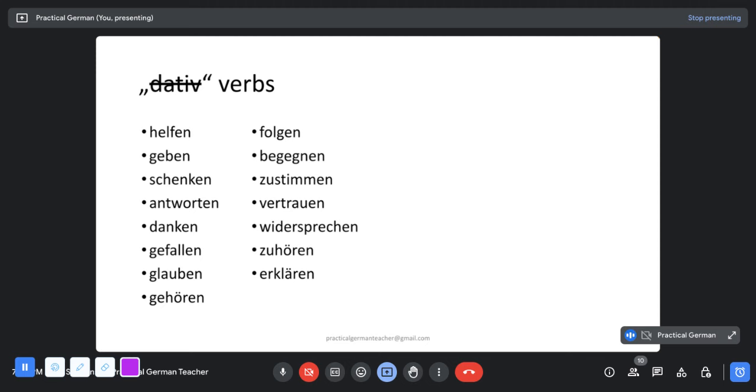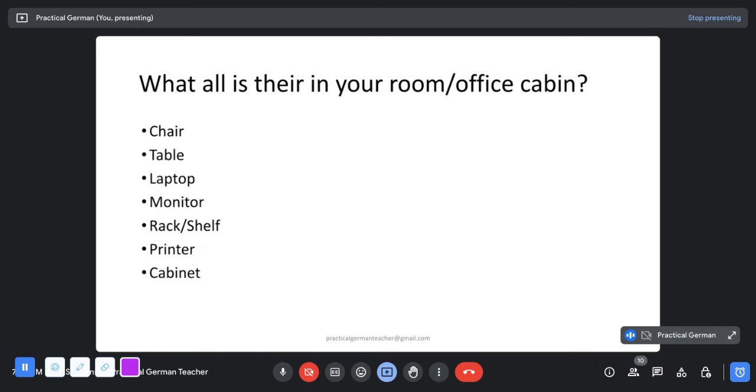dative. The other way to think about it is that you just make a list of all the accusative and dative verbs. It will not be more than 100 or 50 verbs. And if you know all your dative verbs, then you know almost every other verb will be accusative by default. So we discussed all this.